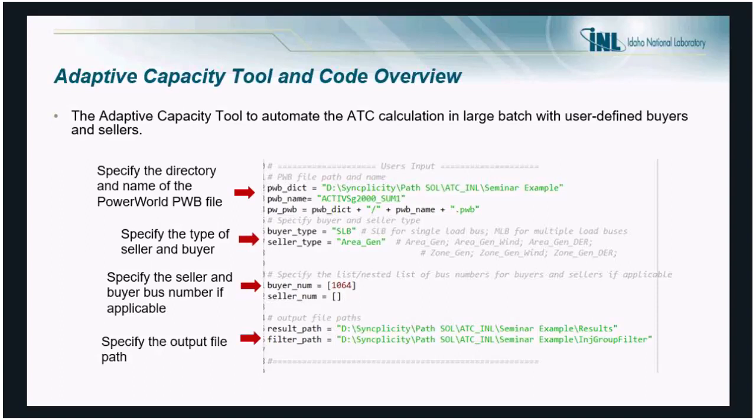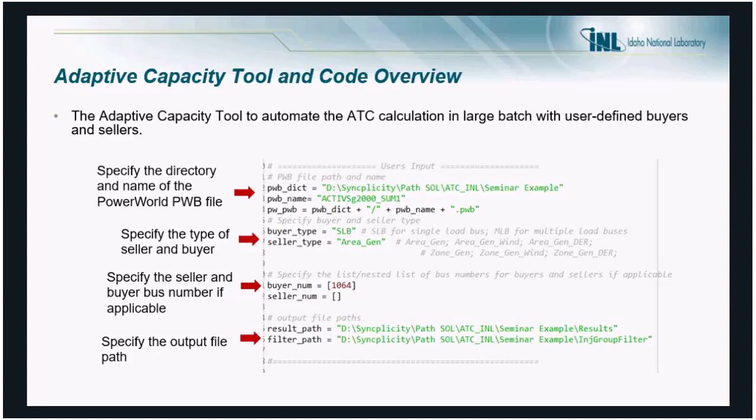For the seller, to be consistent with the example before, here we chose the seller to be area generation, which means all of the generators in the same area as the buyer. But we can also take seller types such as area gen wind, which is all of the wind generators in the same area as the buyer, and also area gen DER, which is all of the distributed energy resources in the same area as the buyer.